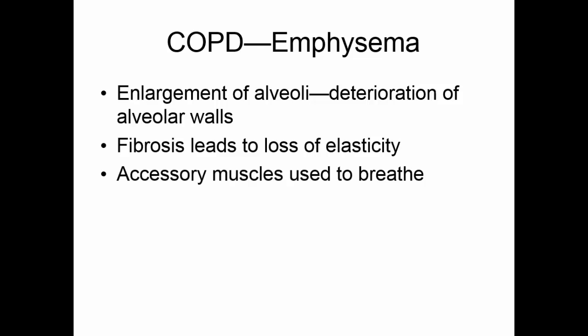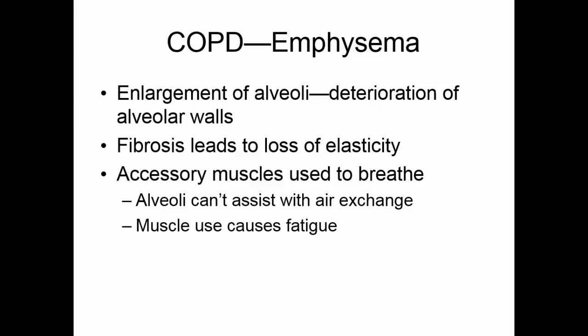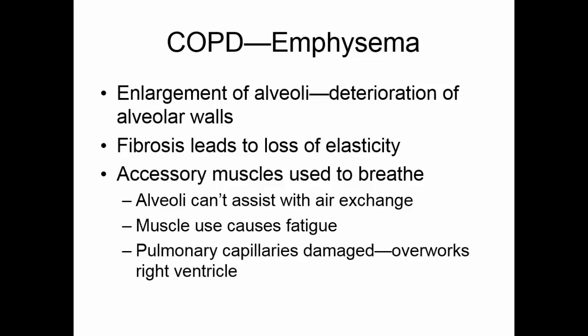As a result, the accessory muscles are used to breathe. Because the alveoli have lost their elasticity, they can't assist with air exchange. That is, you have to breathe extra hard to kind of chase air out of the alveoli and put new air in. The use of the intercostal muscles and the diaphragm to do this causes these muscles to fatigue, and people spend a lot of energy just trying to breathe. The pulmonary capillaries also become damaged. As they become damaged, it's harder for blood to flow through the lungs. This means the right side of the heart has to work harder, and so we overwork the right ventricle.